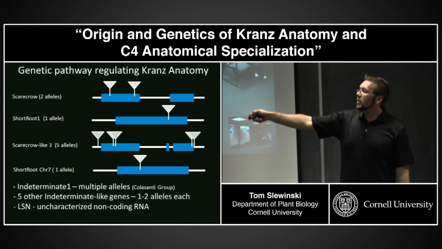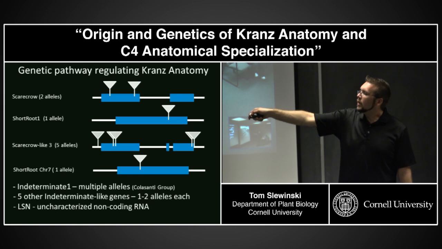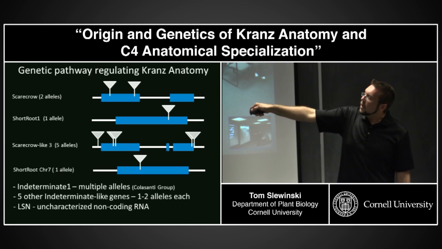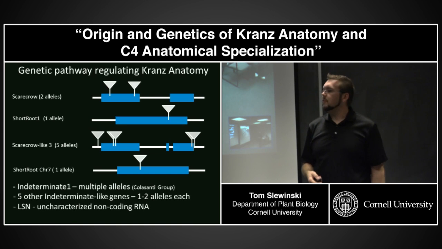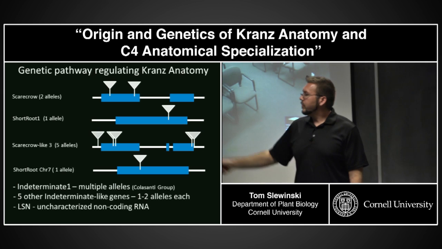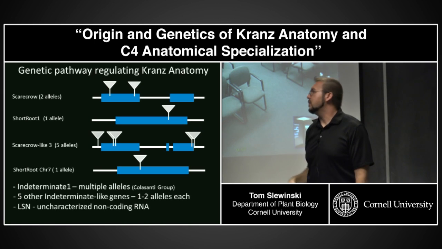So I was able to isolate not only the 2 in scarecrow, but 1 in the ortholog short root, 5 alleles in scarecrow-like 3, and the paralog of short root, which is short root on chromosome 7, 1 there. Now, indeterminate 1 has already been described in maize as a flowering time mutant, and there's multiple alleles available for that. And I was able to isolate 5 other indeterminate-like genes and 1 to 2 alleles each.